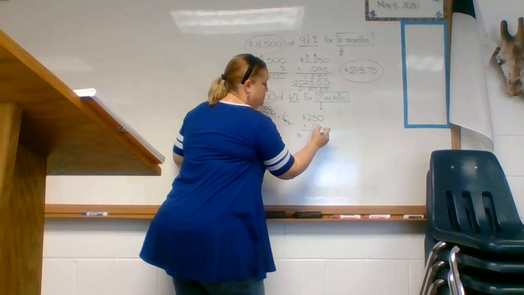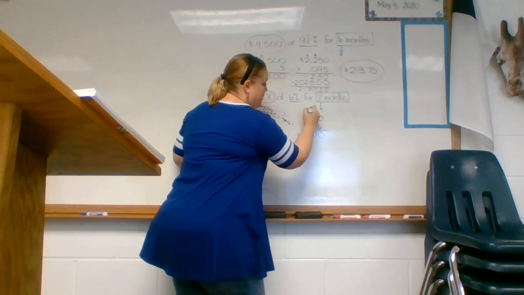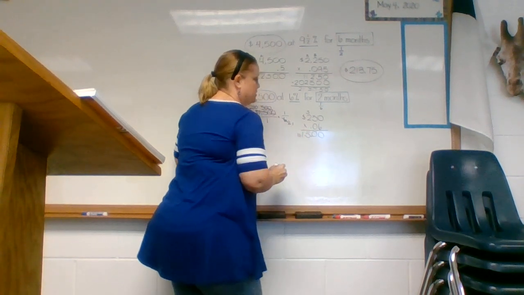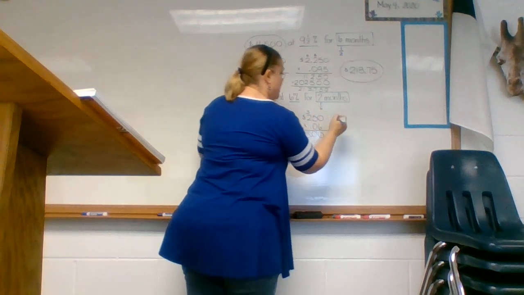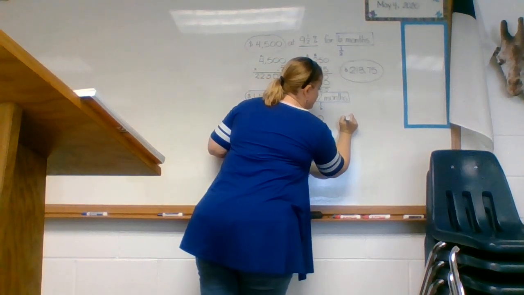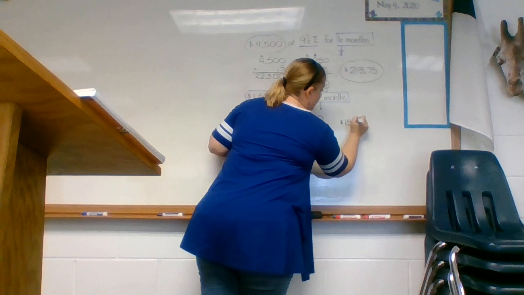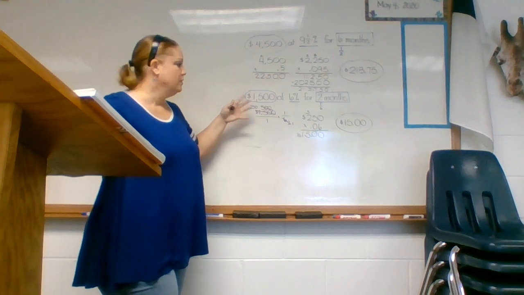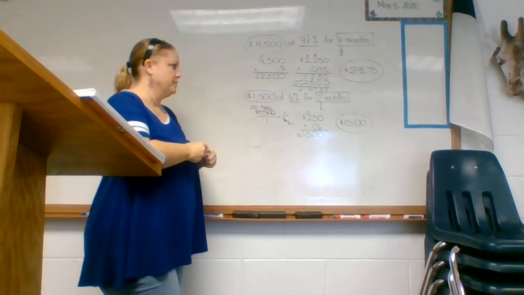6 times 0, 6 times 5, 6 times 2 plus 3. I have 2 decimal points, decimal places. Here we go. My simple interest, in this case, for 2 months, at this rate, on this amount of principal, would be $15.